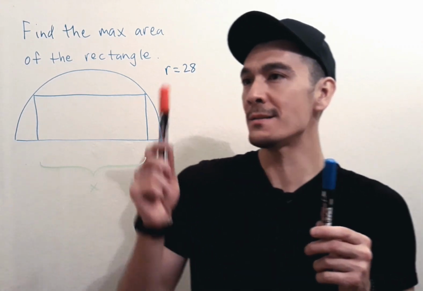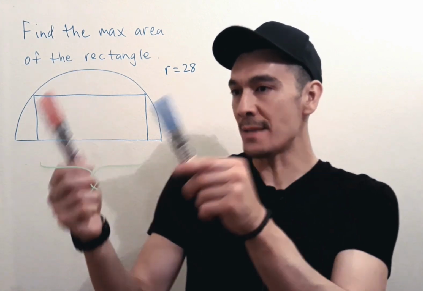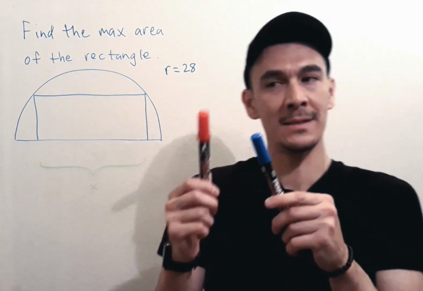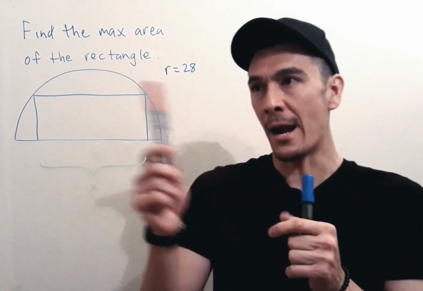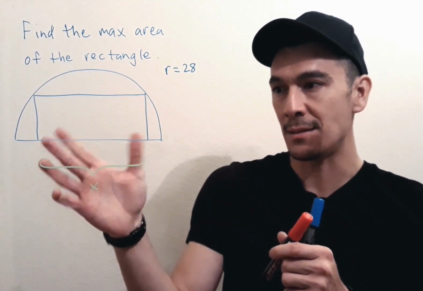Okay, so here the goal is to find the maximum area of this rectangle that's inside of a semicircle whose radius is 28. So the area of a rectangle is base times height. I don't know the height, the base is x.